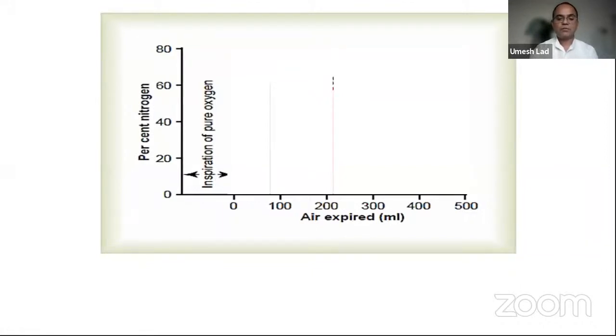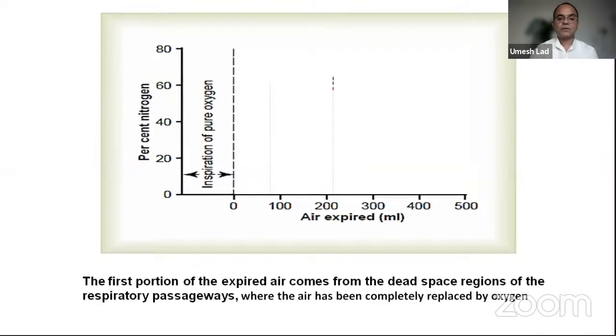Then we ask the person to exhale into a nitrogen meter. As the person exhales, what will happen first? The air which is inside the dead space will be exhaled first. Followed by that, what will be exhaled? The mixture of gases. Nitrogen is one of them, and that is what we are going to measure.